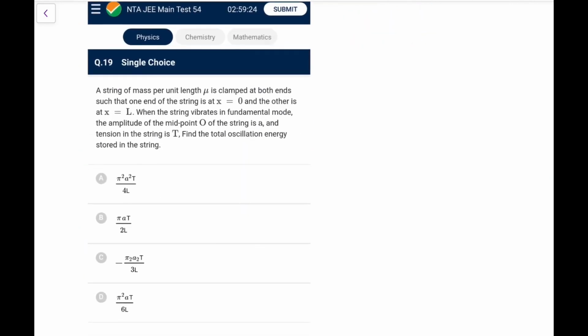19th one. A string of mass per unit length mu is clamped at both ends, such that one end is x equal to 0 and the other is x equal to L. When the string vibrates in the fundamental, the amplitude of the midpoint is A and the tension is T. Find the total oscillation energy stored in the string. Now what is the total energy stored in the string?